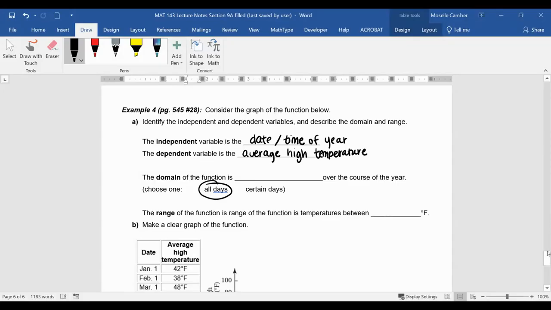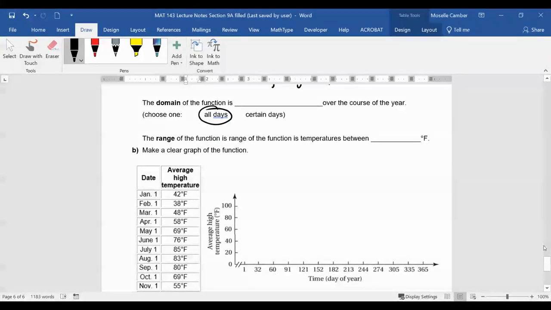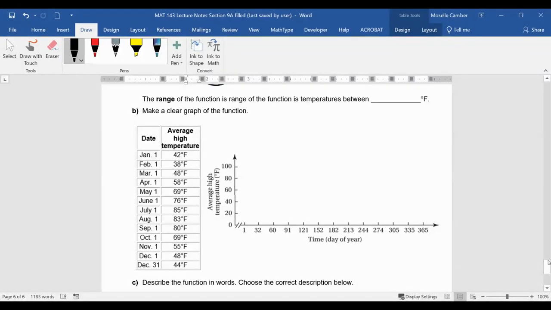So the range. As we look at these temperatures, the range is going to be all the different temperatures that are possible within this calendar year. So we're looking at the ones that they've recorded. It looks like the lowest temperature they recorded was a 38. So it's going to be between 38 and the highest, let's see, we have 85. Looks like that's the highest. So we're going to be looking at temperatures between 38 and 85 degrees Fahrenheit.